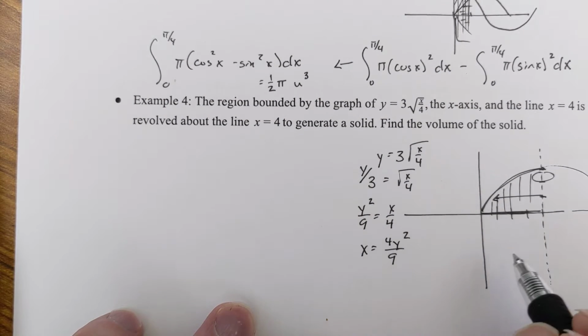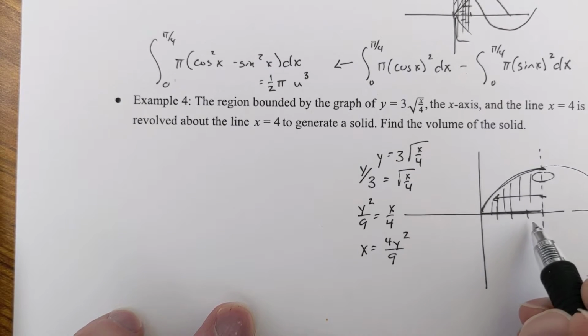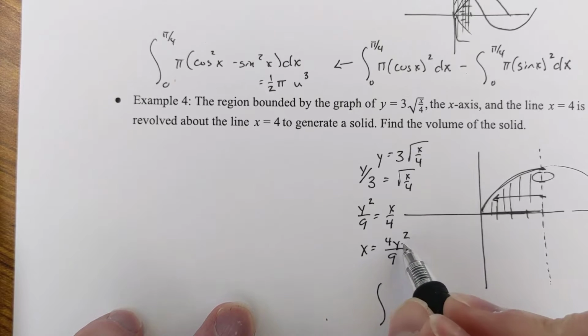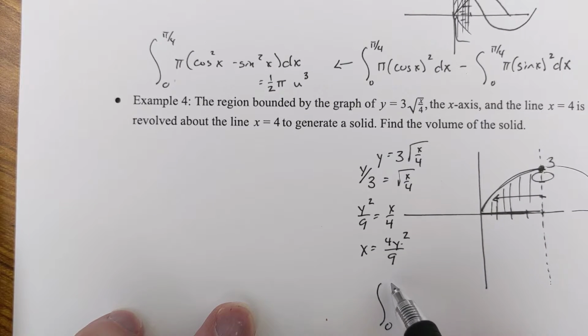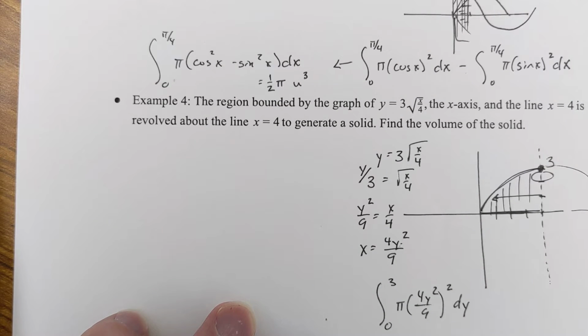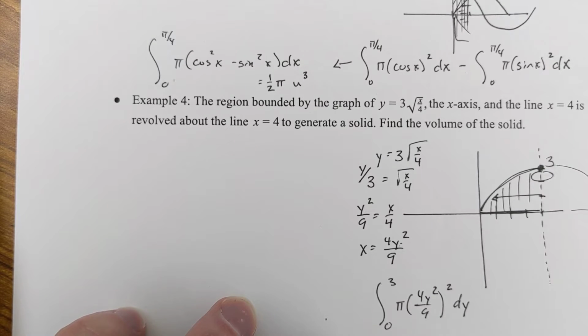Since our equation has y's, the y values run from y equals 0 to y equals this point here, which I said was 3. So from 0 to 3 of pi, that's our radius equation, y squared over 9, squared dy. Okay. Nope, that's not right.